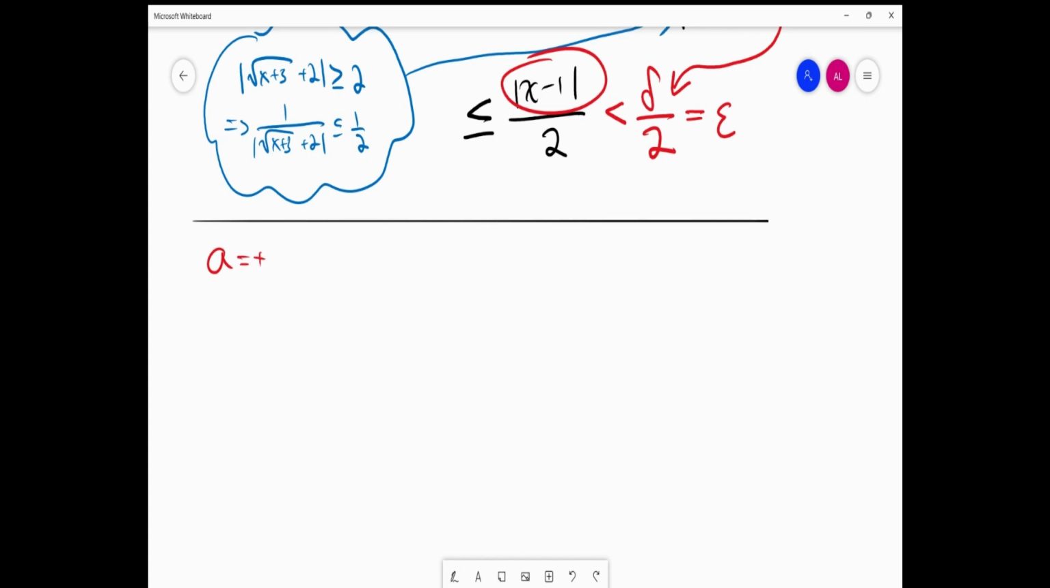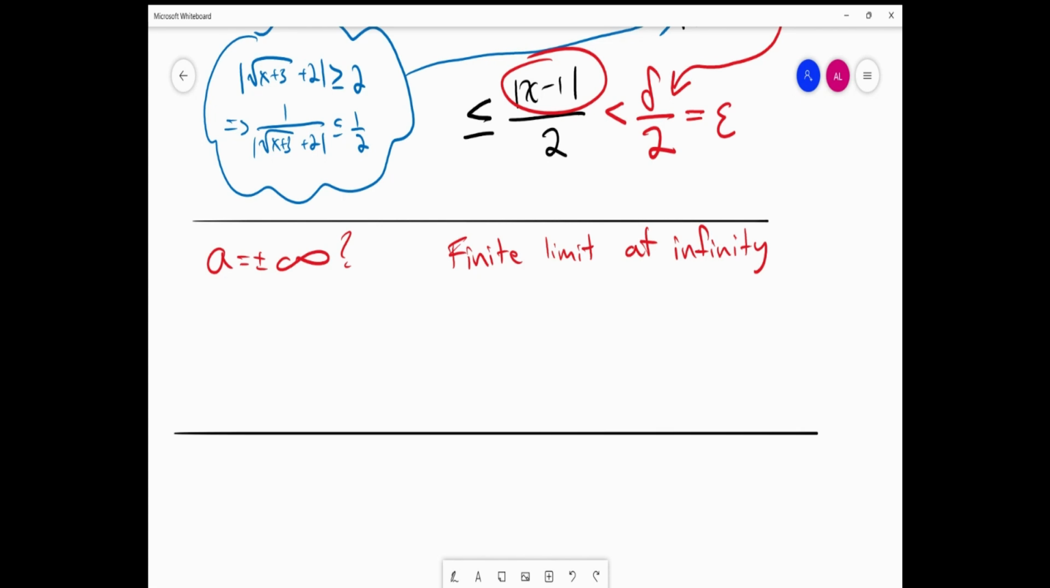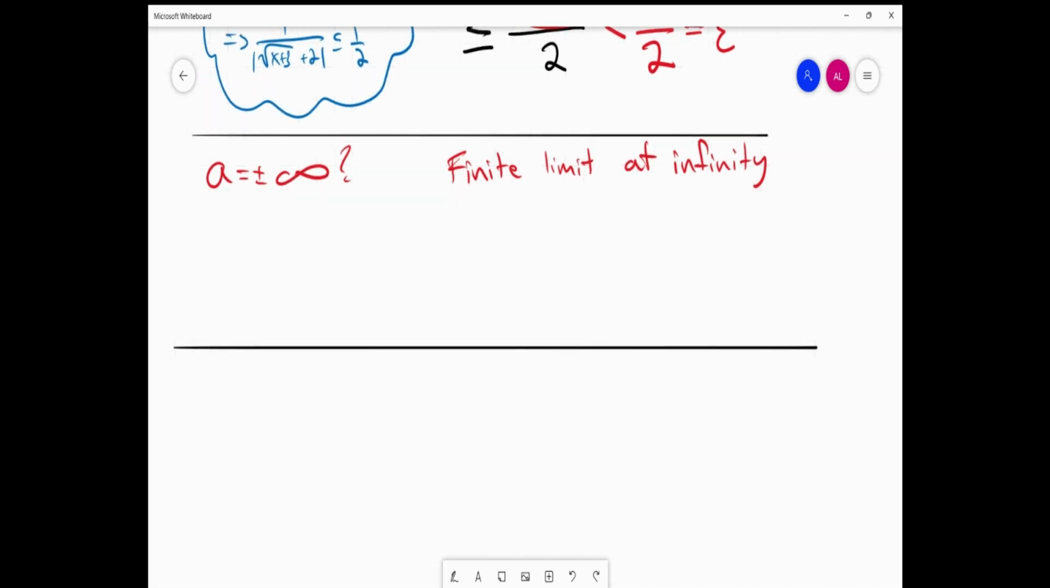There's one more thing I want to cover in this video. I won't go into as much detail about this special case, but what if a is plus or minus infinity? That is, what if there is a finite limit at infinity? So an example of this would be 1 over x, which has a finite limit of 0 at both infinities. So what happens in that case? Because we can't really write absolute value of x minus a is less than delta in this case anymore, right?